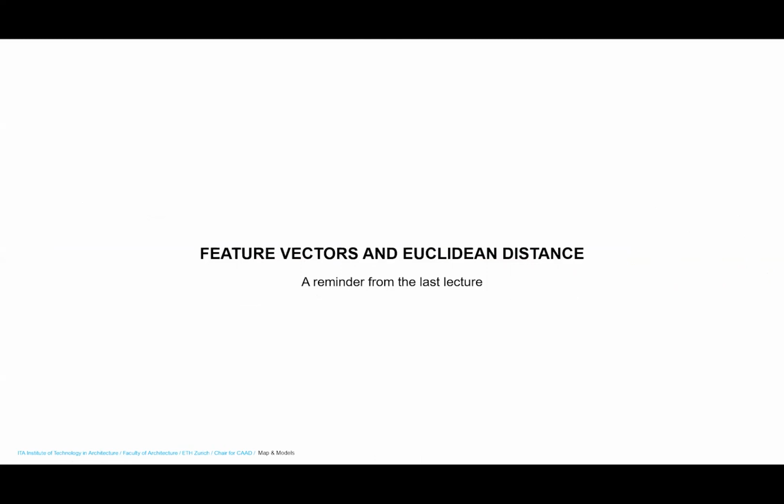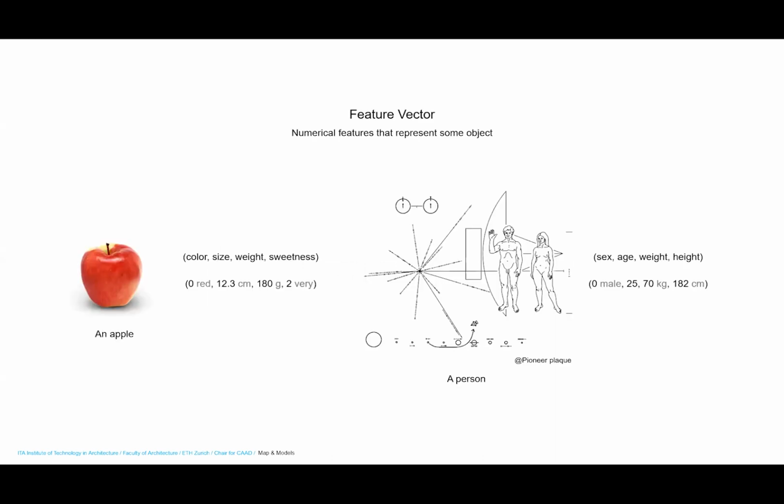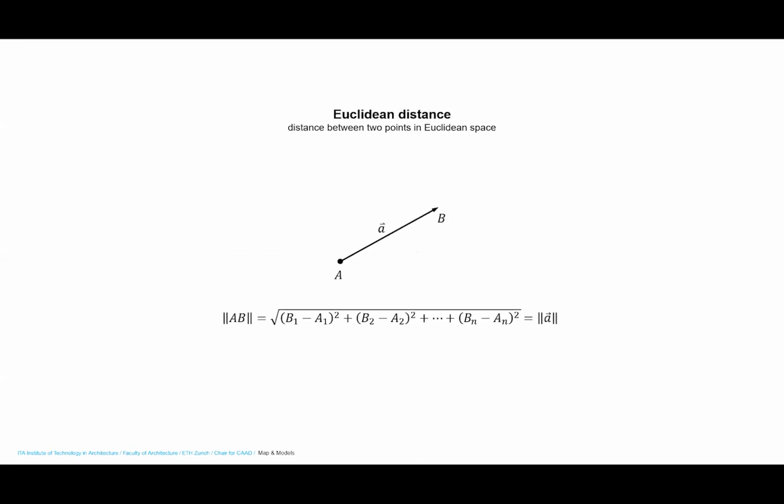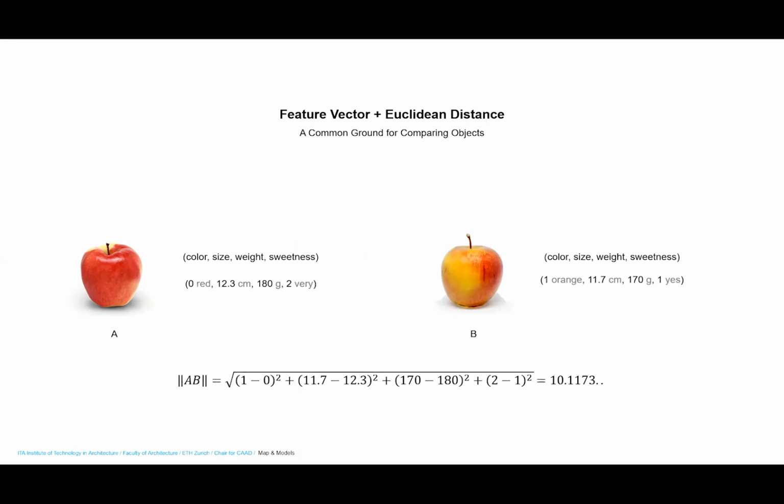I've taken 3 slides from the last lecture as a reminder, because these 3 are really important in the mechanism of the self-organizing map. We have feature vectors, so we represent objects with numerical features. For example, we use different values to represent apples and persons respectively. We also introduced the Euclidean distance, the distance between 2 points in Euclidean space. These 2 points can be of any dimension: 2-dimensional, 3-dimensional or higher. And we introduced the combination of feature vectors and Euclidean distance. This combination allows us to compare the similarity of objects. For example, once we have decided how to represent apples numerically, we can say how similar something is to apples. These are the 3 concepts we introduced last lecture.